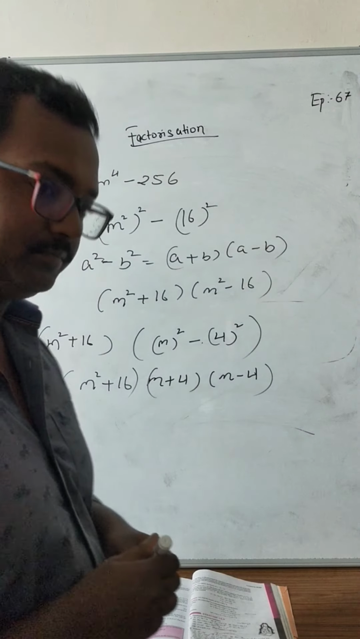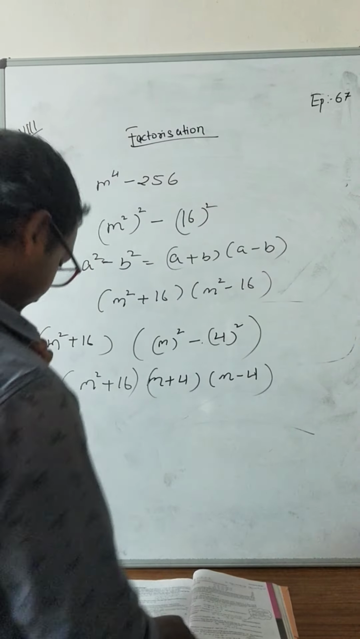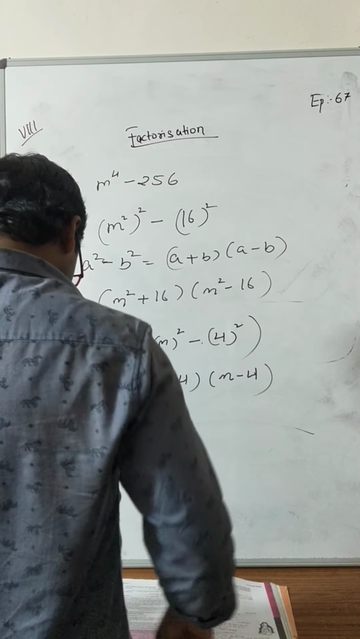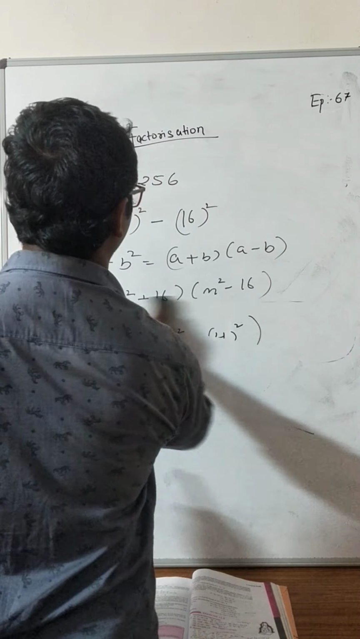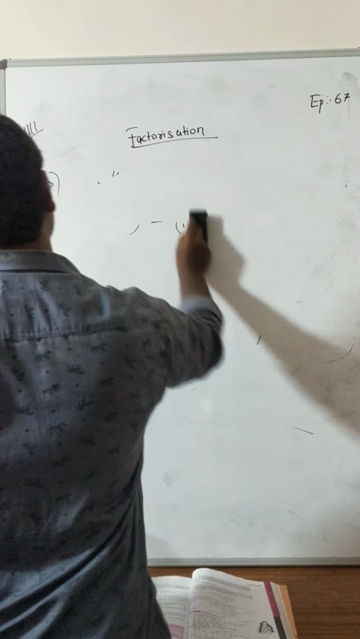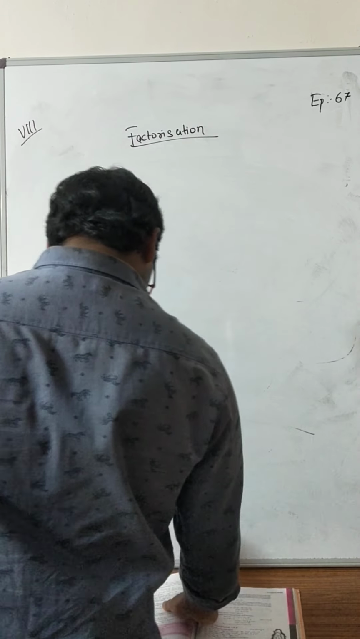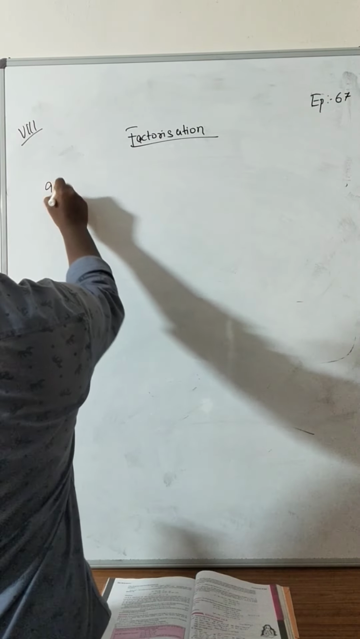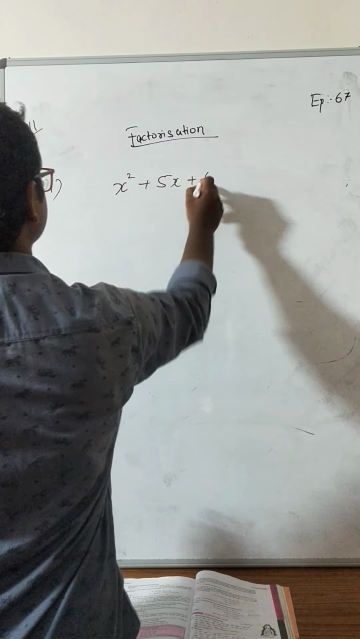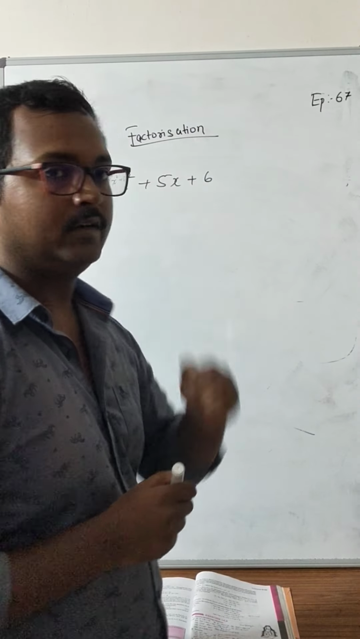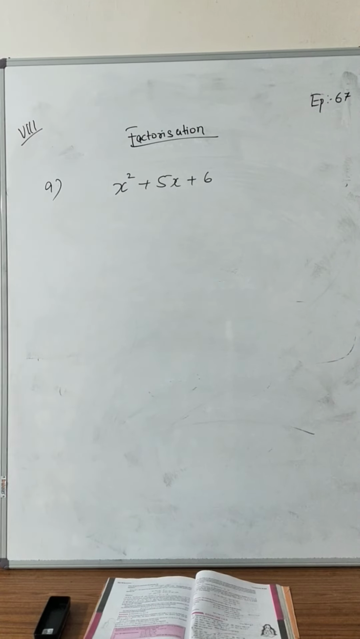So students, with this we have done factorization using identities. Now let us see the factors of the form x plus a and x plus b. Now ninth one, look at example 9. X square plus 5x plus 6. Now this is something which is very important for your 9th standard and for your 10th standard.